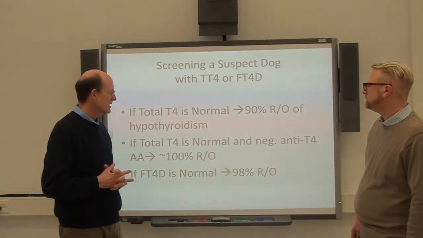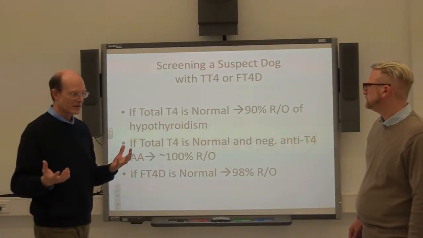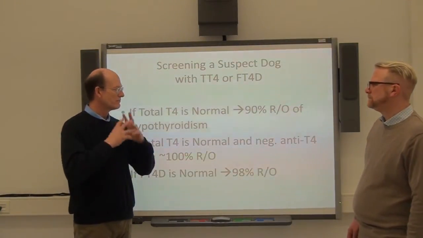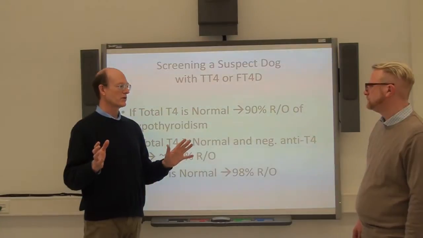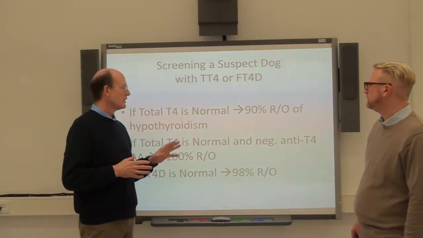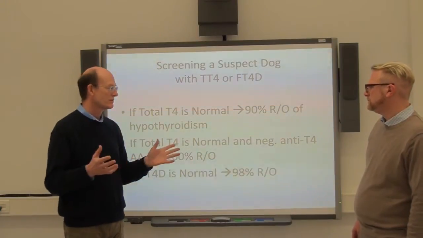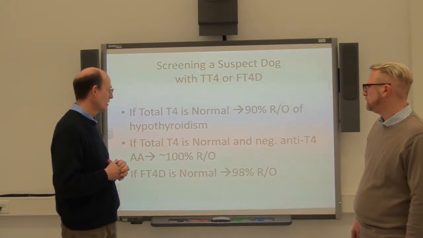And they're just two different data sets. To summarize, if total T4 is normal, and let's just use the idea that you're not measuring total T4 antibodies, about 90% of the time you can rule it out. That's important. It gets you a long ways.